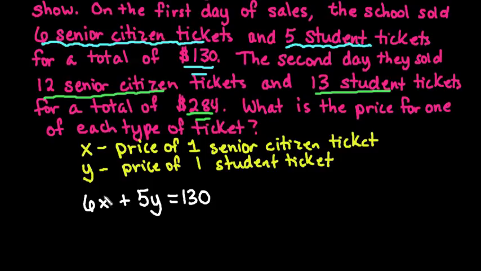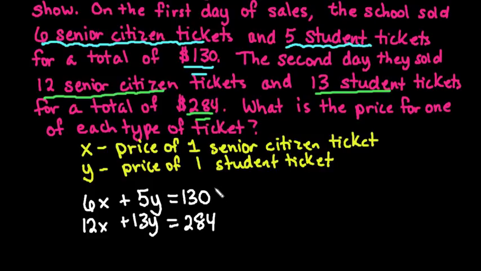So then we want to set up our second equation. So we would use 12x plus 13y equals a total of $284. So again, all I did was pull out the important information, set it up as a system of two equations. Make sure that you always identify what your variables represent, because it's very important at the end that you solved for the right thing.